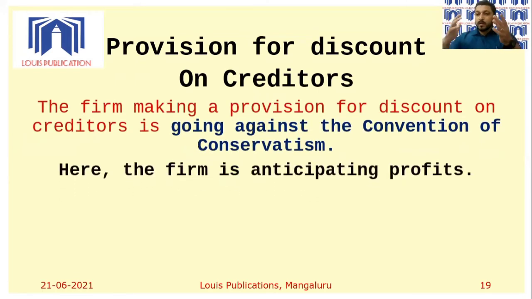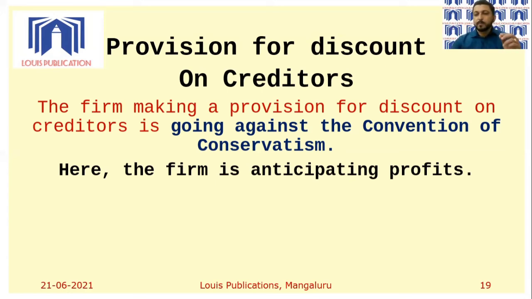Why? Whether we are going to get a discount, that the creditors will decide. To whom we are supposed to pay, they will decide. Business cannot decide. But when the business is making a provision, business is assuming that we are going to receive discount. Meaning to say, business is anticipating profits. Remember this. So actually this concept need not be studied. But since we have this in the subject, it's better to have an idea. So it is included over here.